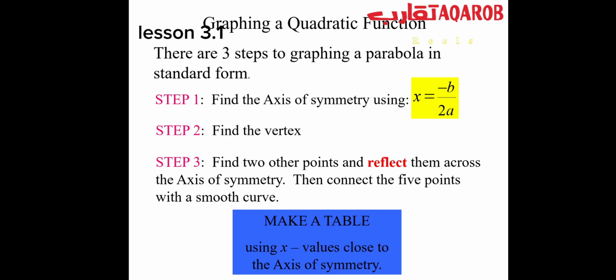It's very important to find the other two points, a point and its reflection across the axis of symmetry. Now, three points for graphing a parabola are enough. One of them will be the vertex. The other one will be the intersection of the parabola with the y-axis, which is c, the last term. And the last point will be the reflection of the y-axis intersection point using the axis of symmetry.